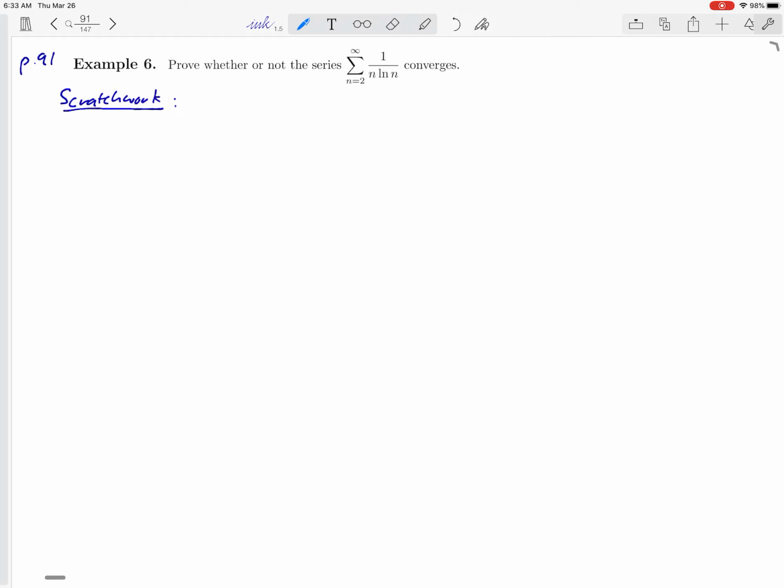At the outset, I don't know which test is going to work for us, so let's do a little bit of scratch work here. Think of this as just a process. We're going to experiment a little bit and see which test might work. I'm going to start by trying the test for divergence, since that's usually an easier test to apply. We take the limit as n goes to infinity of the nth term in our series.